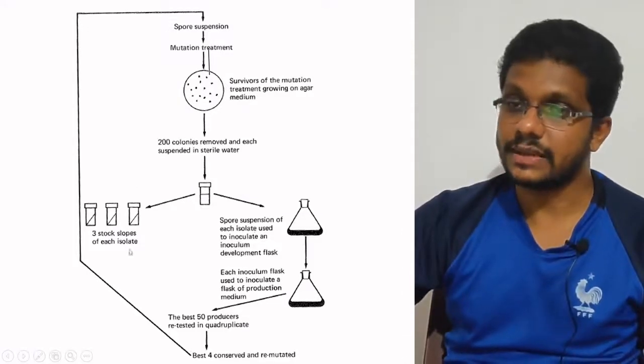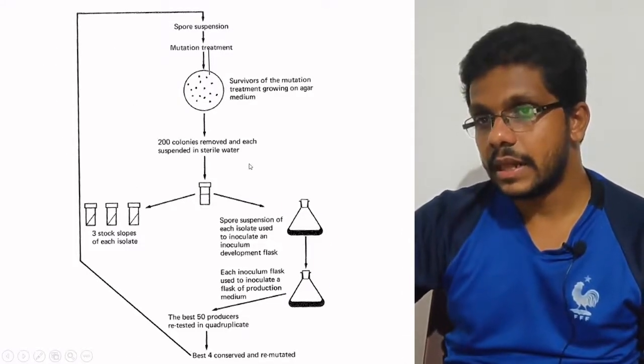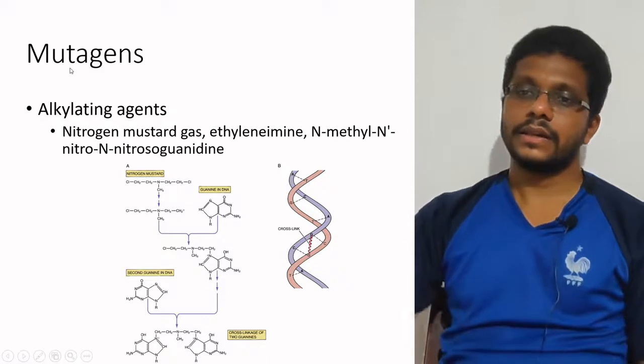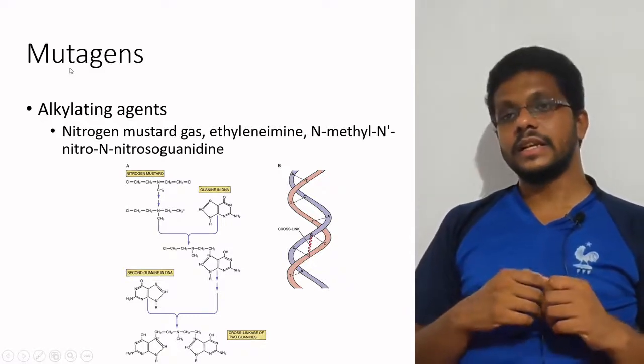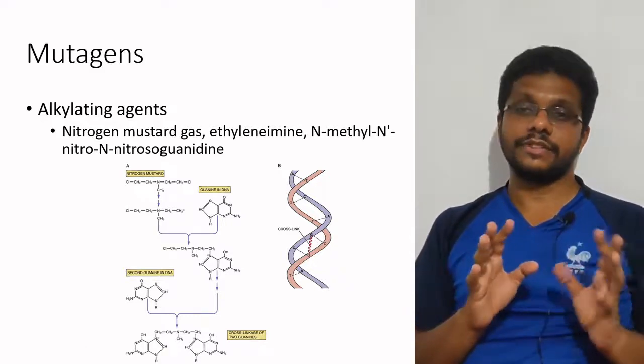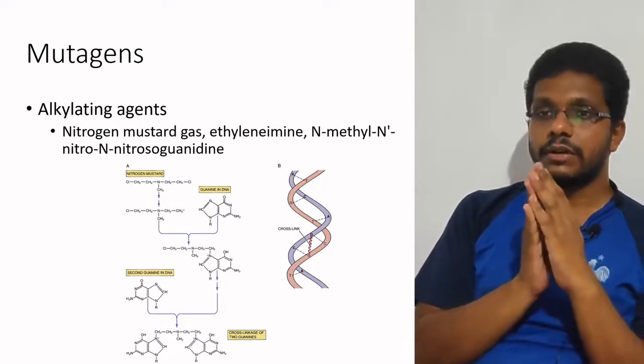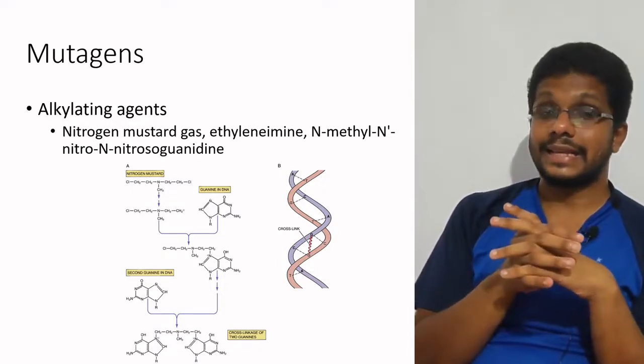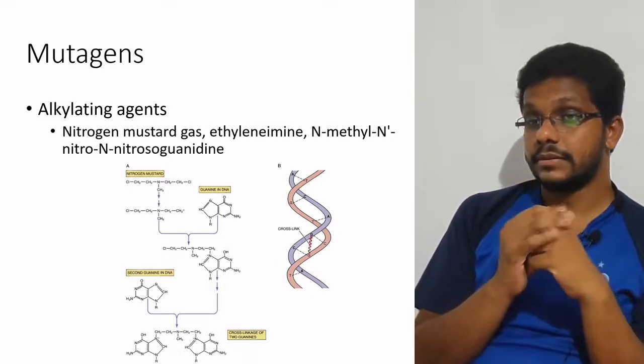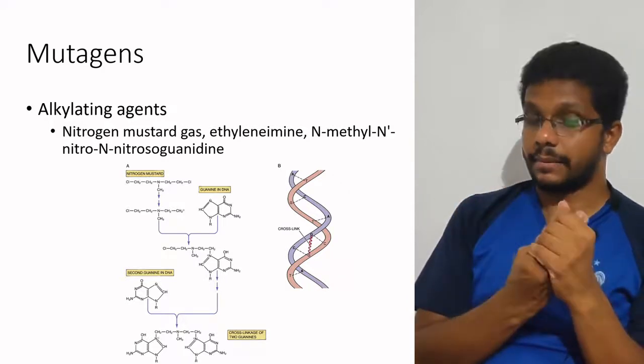So this is a schematic diagram. Let me tell you about mutagens. Mutagens can be physical or chemical in nature. One of the common mutagens is alkylating agents. I am explaining it as an example.